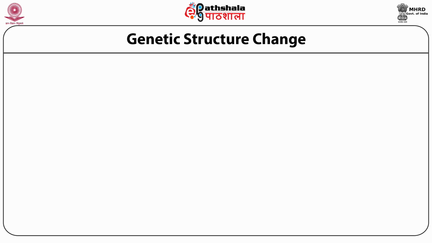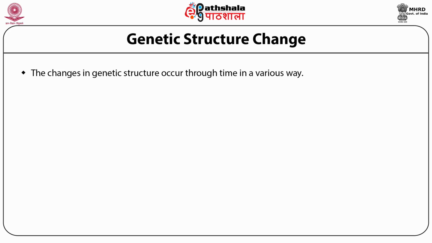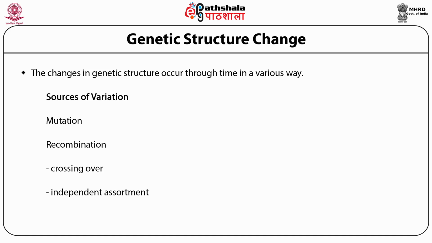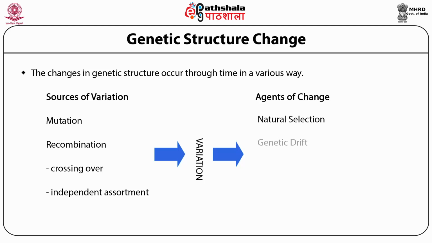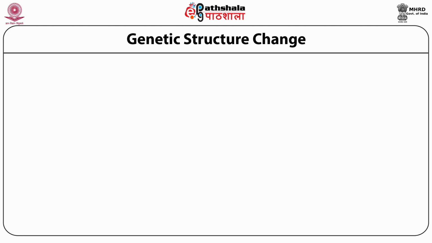Now, to explain the change in genetic structure, we have a flow diagram through which we can understand the sources of variation in genetic structure and agents of change. So, the sources of variation of genetic structure are mutation and recombination, and under recombination there is crossing over and independent assortment, whereas the agents of variation include natural selection, genetic drift, migration, mutation and non-random mating.